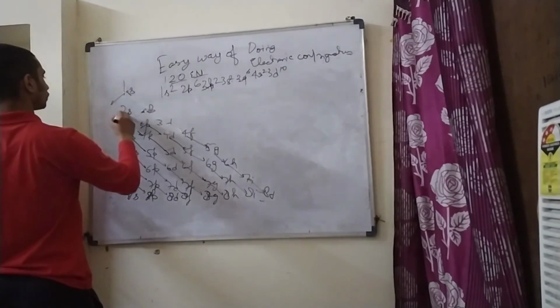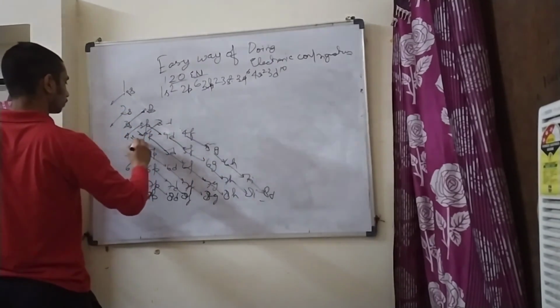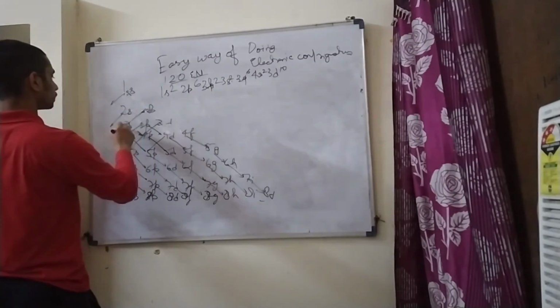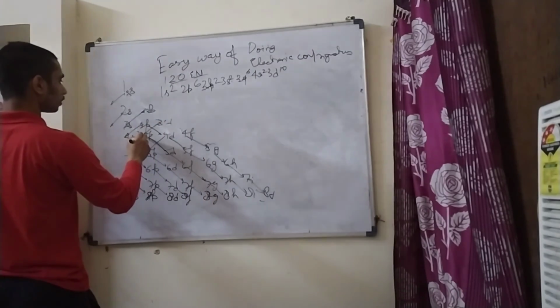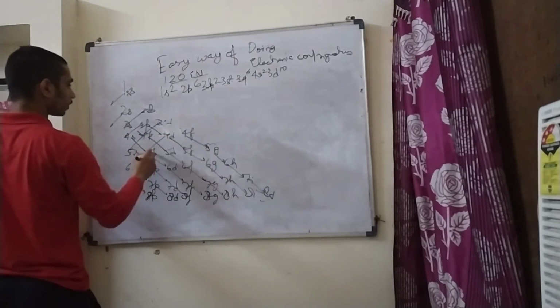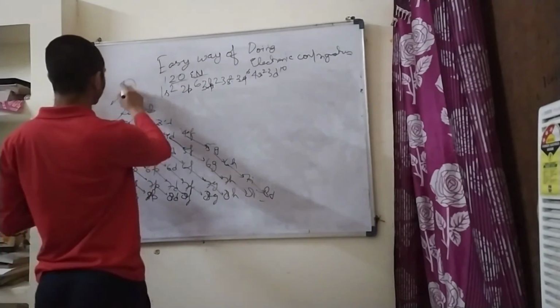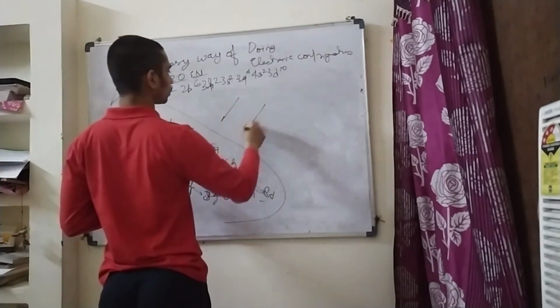So like this we have to make the lines: 1s2, 2s2, 2p6, 3s2, 3p6, 4s2, 3d10, 4p6, 5s2, 4d10, 5p6, 4f14, 5d10. Like this we can proceed. So we have to draw slant arrows like this.